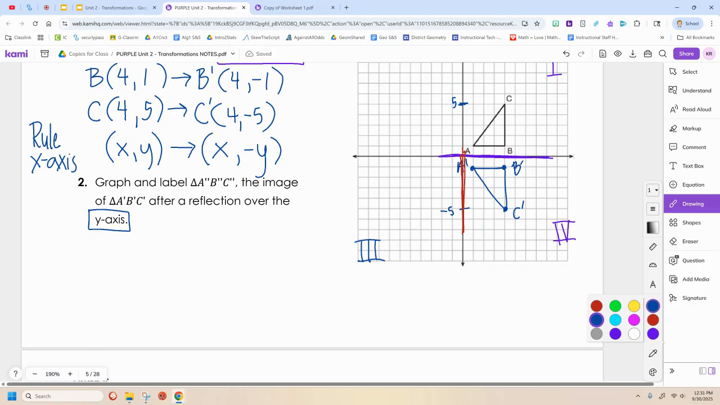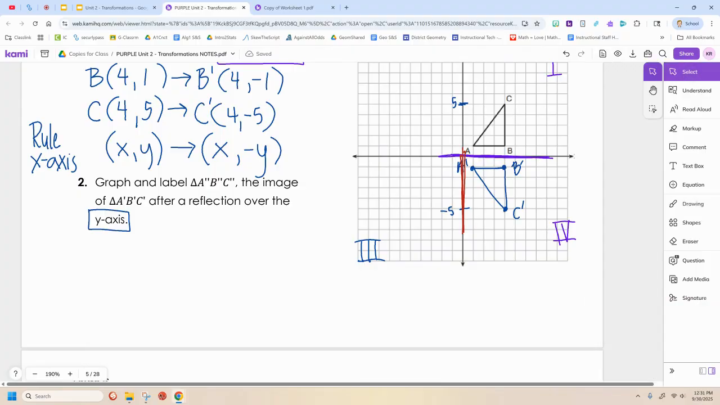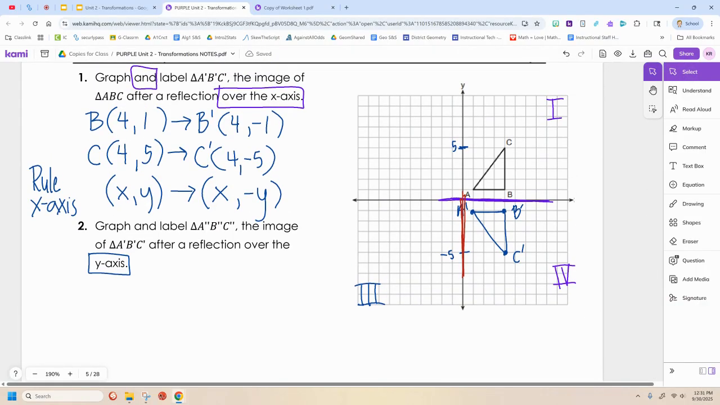Do you guys know your quadrant numbers? Is that something you've learned before? I have some memory tools for that if that's something that's not natural for you. 1 is top right, and then 2, and then 3, and then 4. All right. So here we go.